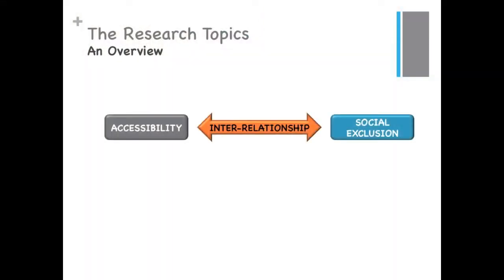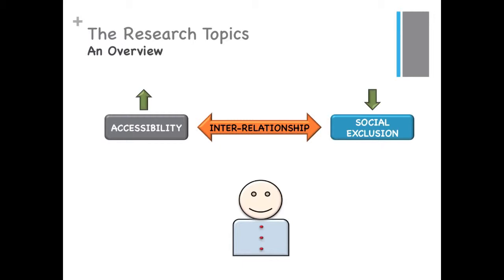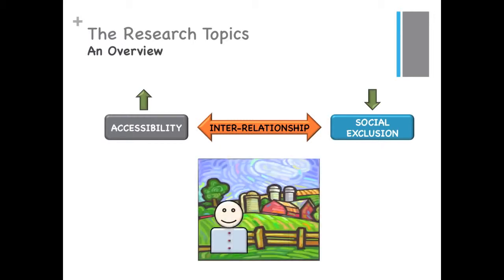So the work is conceived as a project about accessibility, in particular its relationship with social exclusion, and how you might increase accessibility and help tackle social exclusion. And we do that from the perspective of the individual, an individual person living within a rural community.